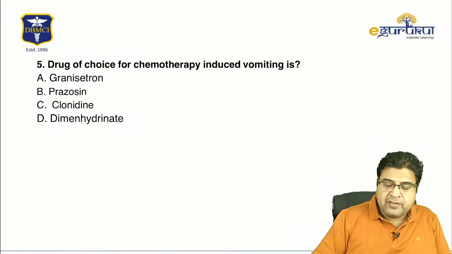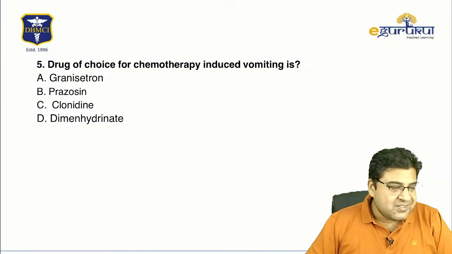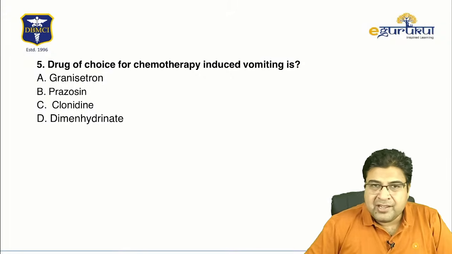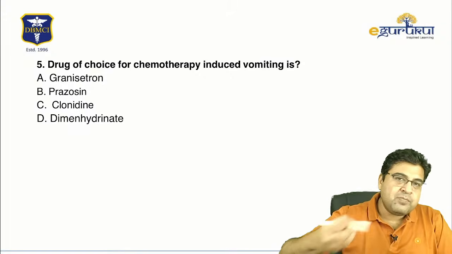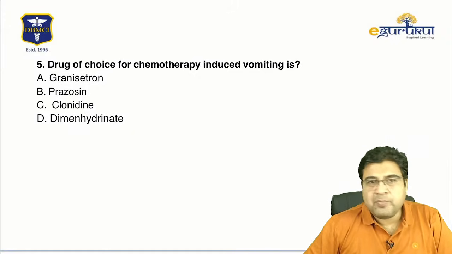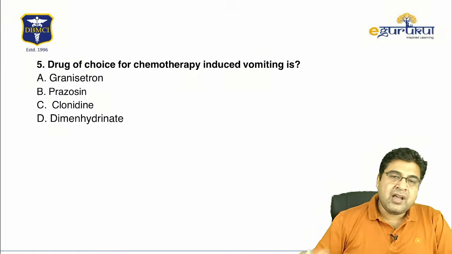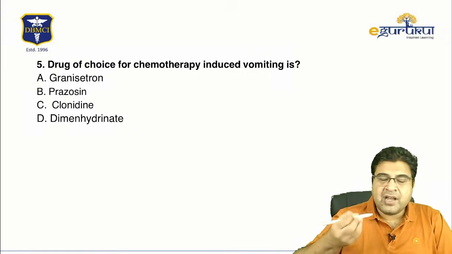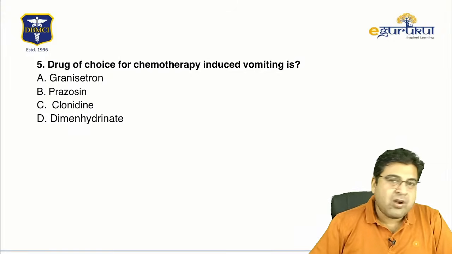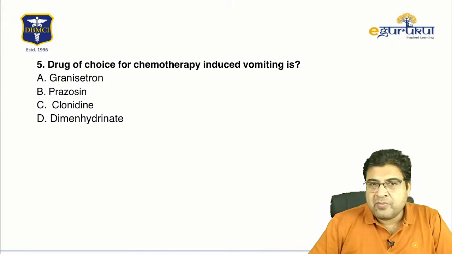Now question number 5. Now see, again vomiting has come. Vomiting is a very important topic in GIT. It's more important than your peptic ulcer disease. Have you noticed that there is no question from proton pump inhibitors? There is no question from H2 receptor antagonists. They're asking chemotherapy drugs, they're asking antiemetics, they're asking prokinetic medicines, but they're not asking proton pump inhibitors. So spend less time on these topics which are less commonly asked.